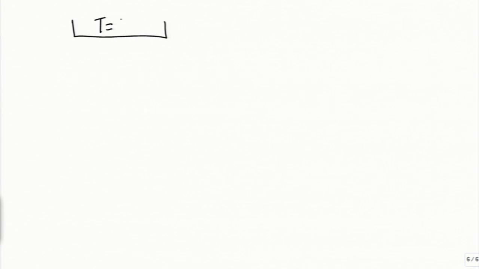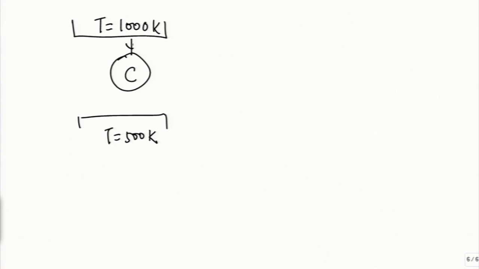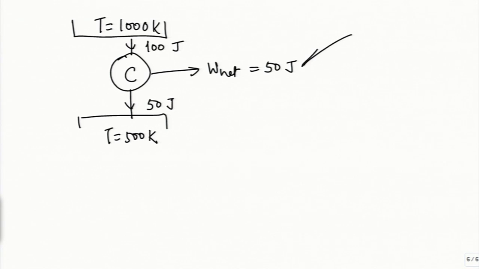Suppose you have T equals 1000 K here and T equal to say 500 K here. Then the Carnot cycle working between the two, if it takes in say 100 joules from the 1000 K reservoir, it will reject 50 joules to the 500 K reservoir, and it will provide you a W net of 50 joules, no doubt about it. But this W net will be made up of a W plus of something of the order of say 1000 joules, and W minus will be of the order of 950 joules.